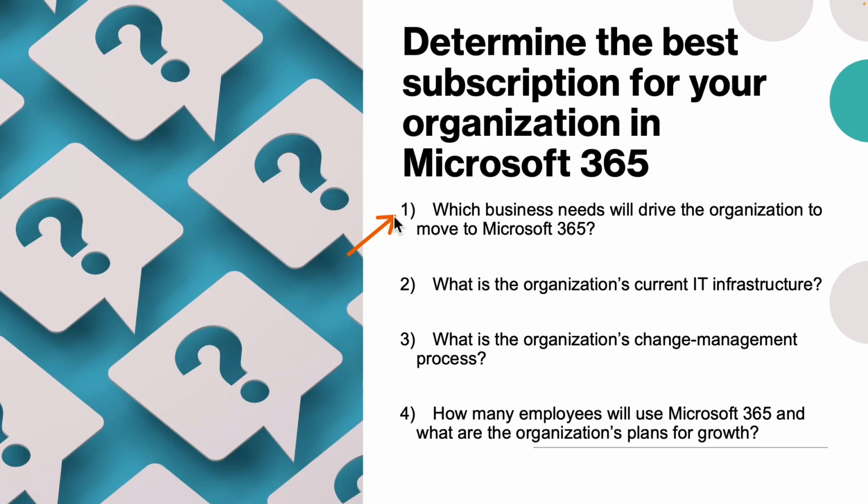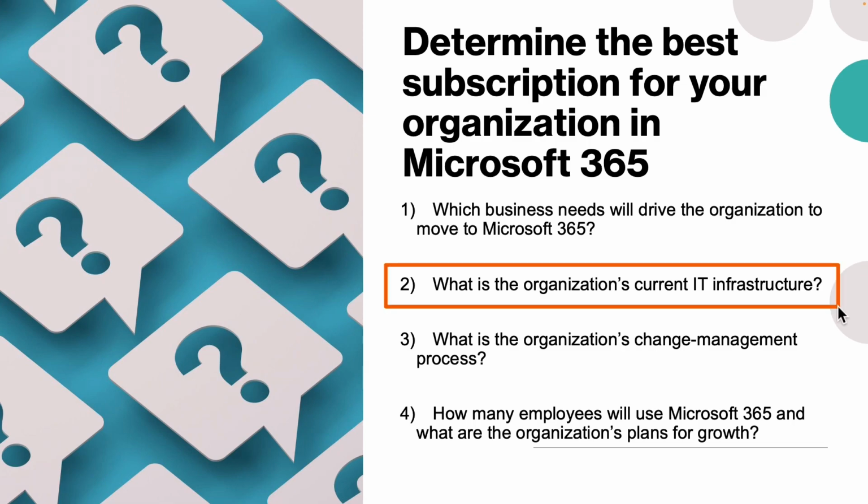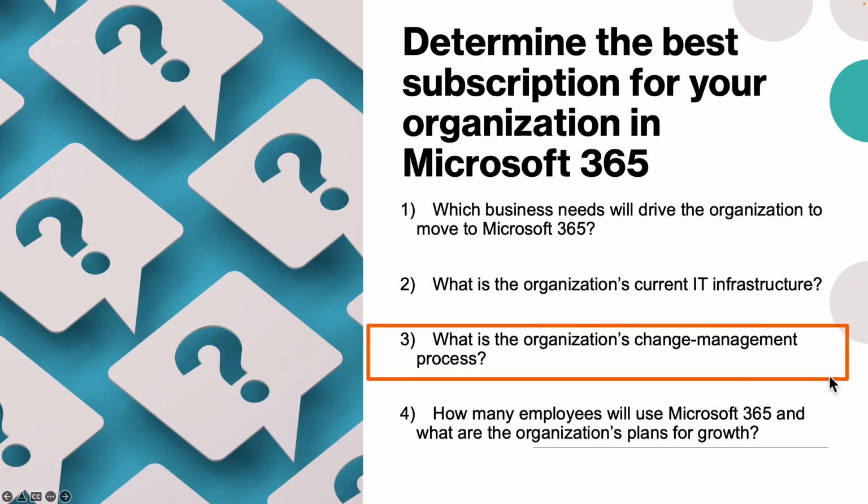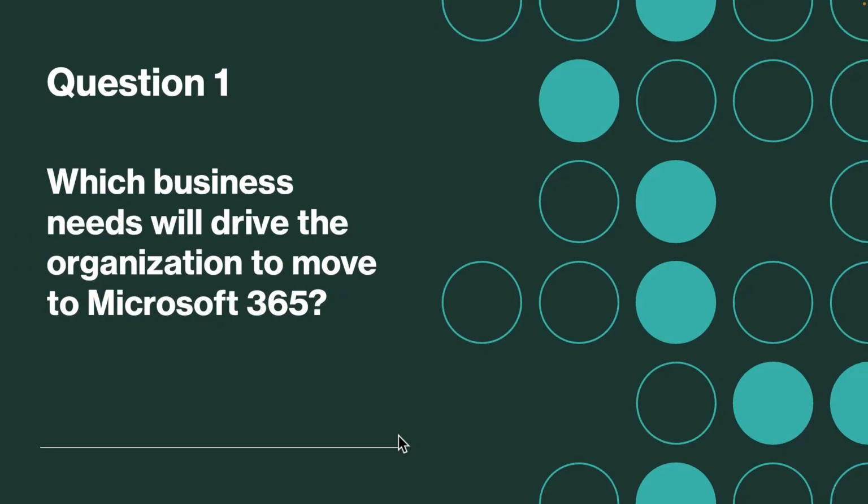First, an organization needs to understand which business needs will drive the organization to move to Microsoft 365. Second, every organization needs to understand what we have currently within our IT infrastructure. Third, what is the organization's change management process, so they can plan and decide how to implement these changes. And finally, every organization needs to go through how many employees will use Microsoft 365 and what the organizational growth opportunities look like. So let us look into these questions one by one.